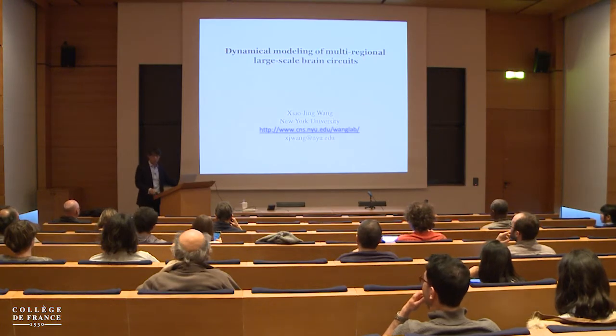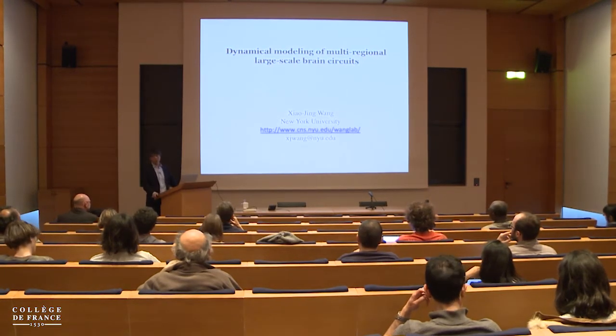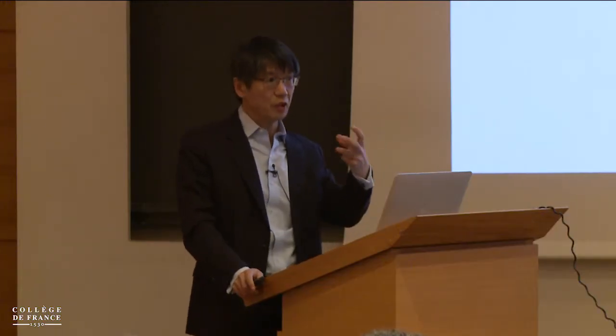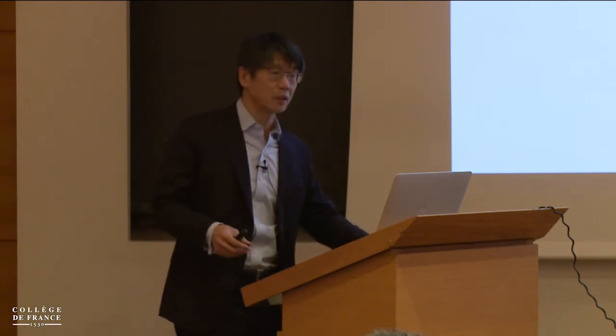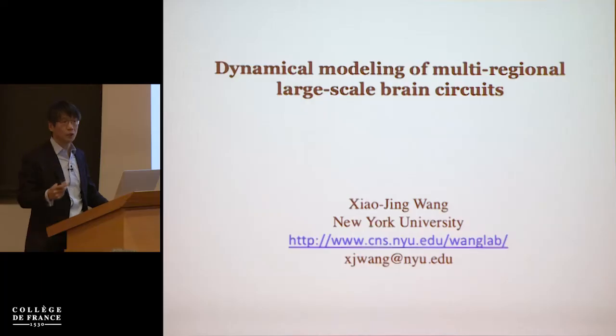So over the last 2 weeks, I talked to you about computational modeling of neural circuits, mostly microcircuits in certain parts of the brain, like prefrontal cortex, that are important for cognitive functions. Relatively simple, what I call elemental, but core cognitive functions, especially decision-making and working memory.